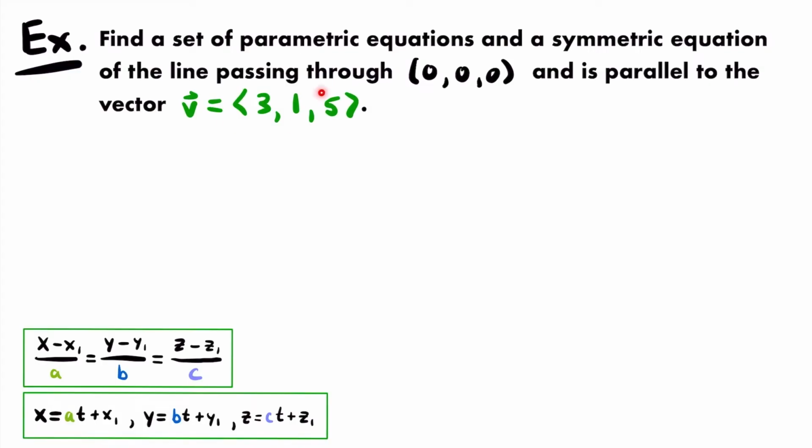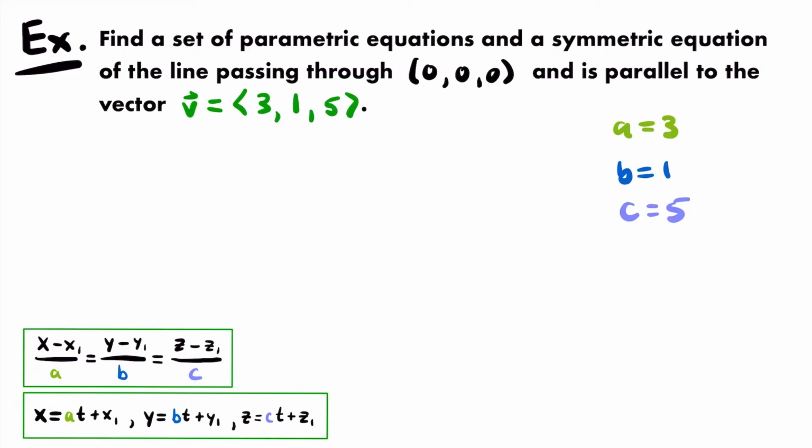Okay, so if we look at our direction vector here, the x component is 3, the y component is 1, and the z component is 5. So that means that a is equal to 3, b is equal to 1, and c is equal to 5. Okay, so hopefully by writing that down explicitly, that will help you not make the mistake of putting the wrong numbers in the wrong places in these formulas. But now let's start with the symmetric equation.